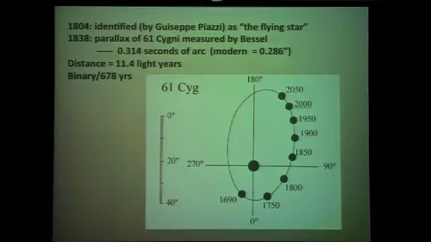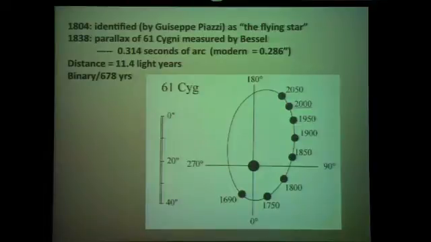So he studied 61 Cygni, and in 1838 he managed to measure the parallax of 61 Cygni, the first star for which we actually knew the distance. The parallax of 61 Cygni, 0.3 seconds of arc. Now the modern value is 0.286 seconds of arc, so he didn't get it quite right. He did a pretty good job. 0.3, 1/3 of a second of arc. Not 1/3 of a degree. Not 1/3 of a minute. 1/3 of a second of arc.